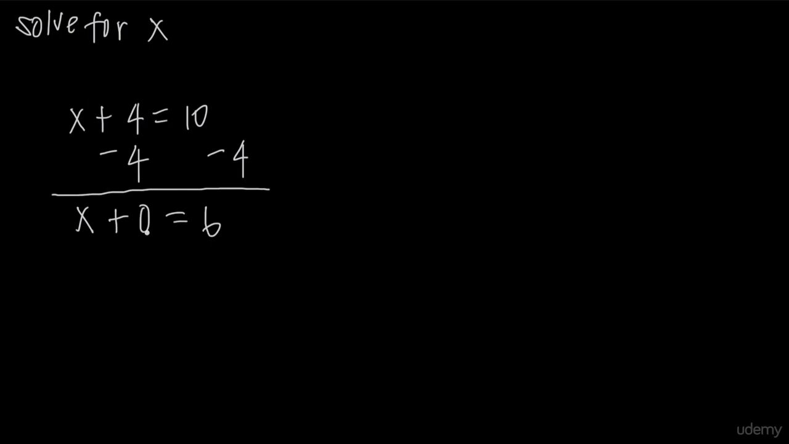Now here's where that identity number comes in. We know that x plus 0 is still x. Whether we add 0 to x or subtract 0 from x, it doesn't change the identity of x. So x plus 0 is still x, and we say x equals 6. So x equals 6 is the value we found for x that in theory satisfies our original equation.